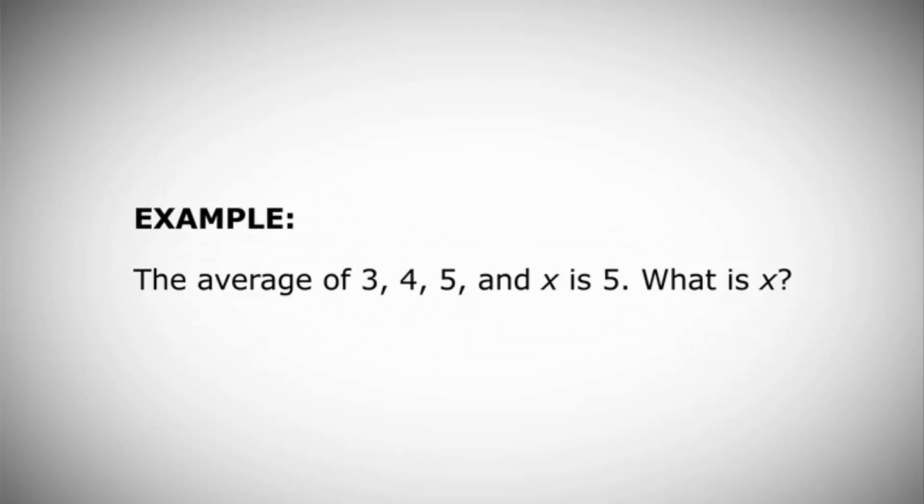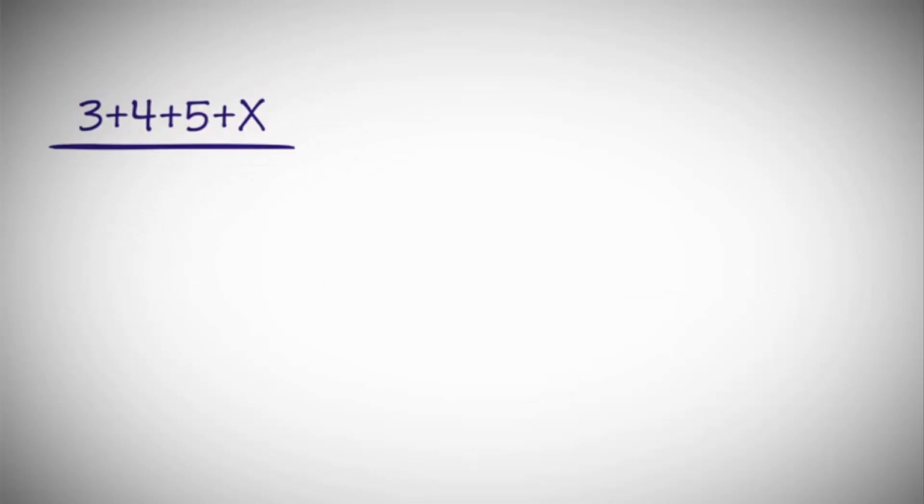Example 1 says, the average of 3, 4, 5, and x is 5. What is x? First, let's apply the average formula. Set up those values, 3 plus 4 plus 5 plus x, and then divide them by the number of values. In this case, we've got 4, so divided by 4. Then set it equal to 5.